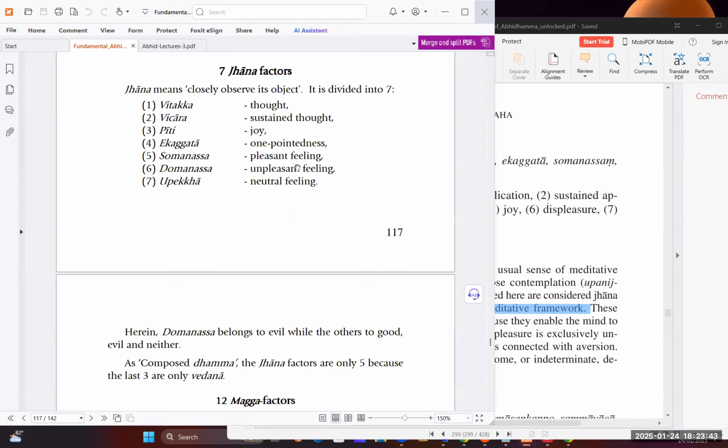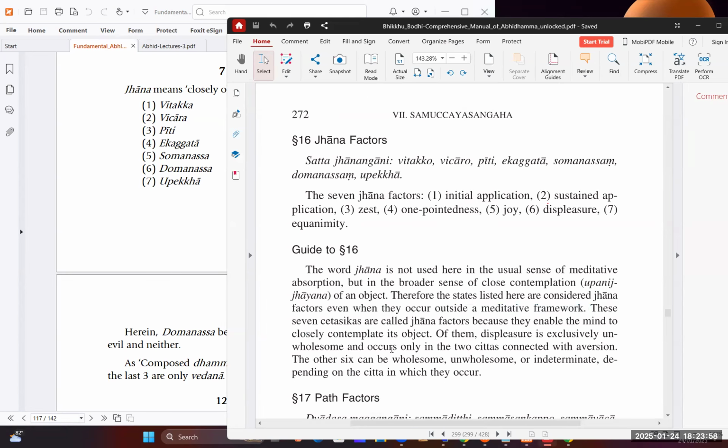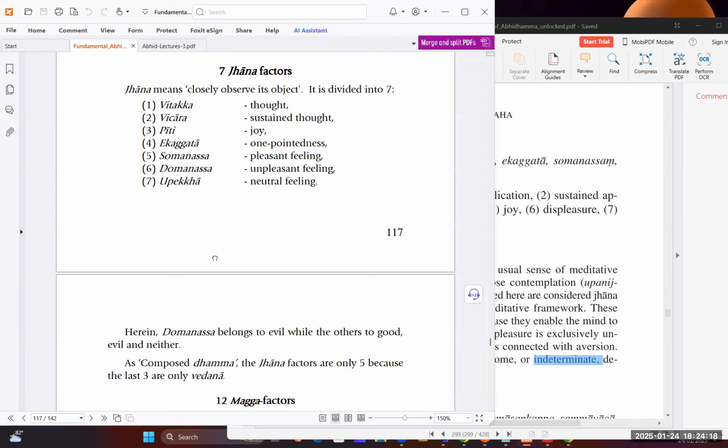This domanassa belongs to evil because it is unpleasant feeling. Remember when we studied the akusala citta, out of 12 we had 2 dosa-mula. So they will have domanassa, unpleasant feeling, and belong to evil only. The rest can be wholesome, kusala, akusala, or indeterminate. Indeterminate means neither wholesome nor unwholesome, so it can be in a kriya or vipaka citta. Because all these are cetasika, when they arise, they definitely arise with citta. So the main thing to remember is that jhana means closely observing its object.